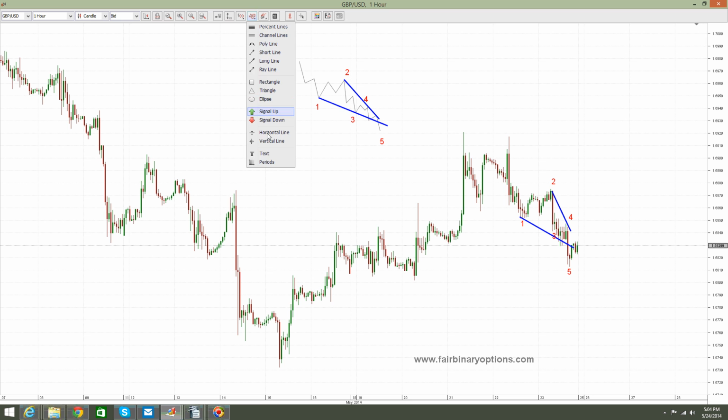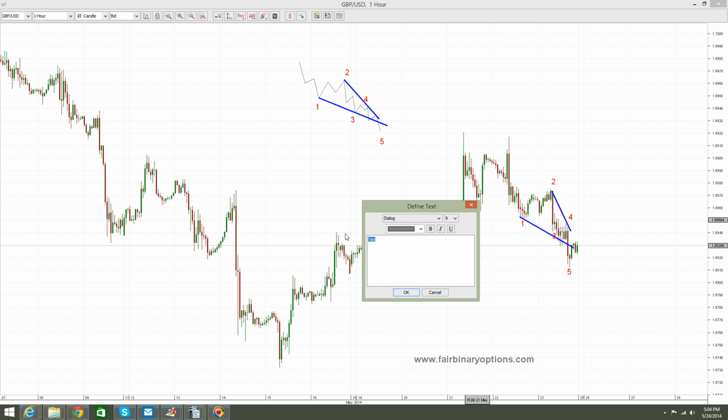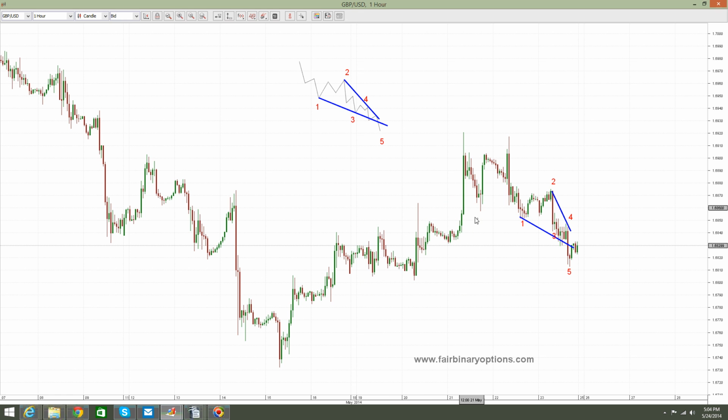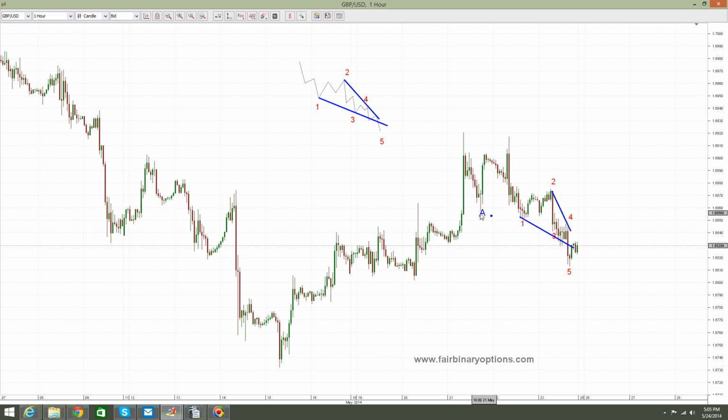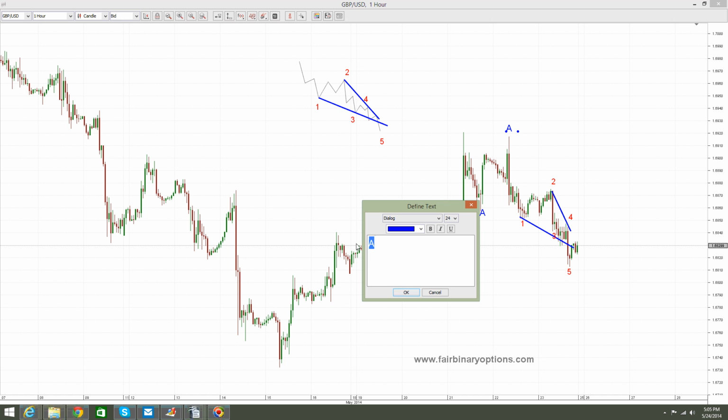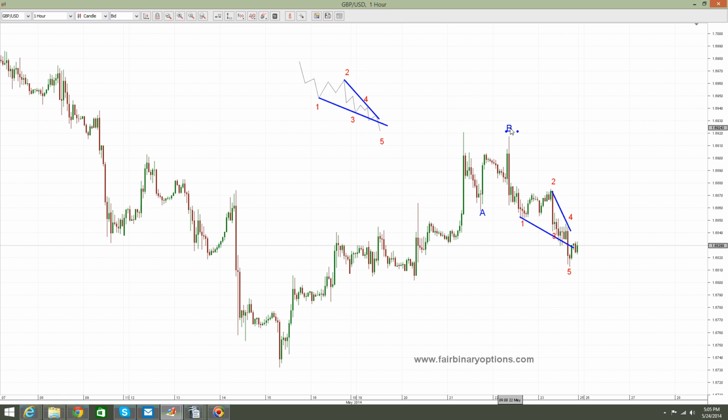Our flat scenario goes with wave A to the downside all the way here, of a bigger degree, of course, then the B wave here, and the C wave to the downside.